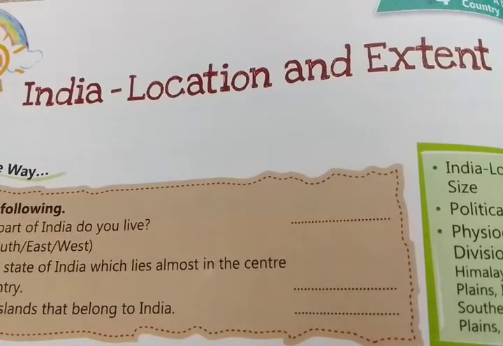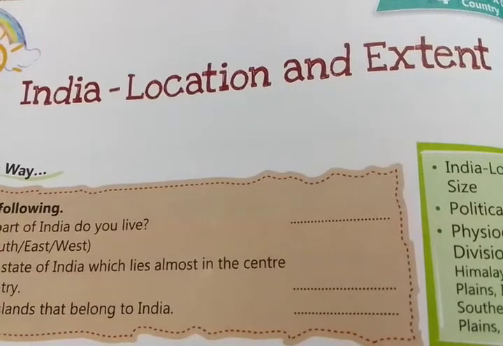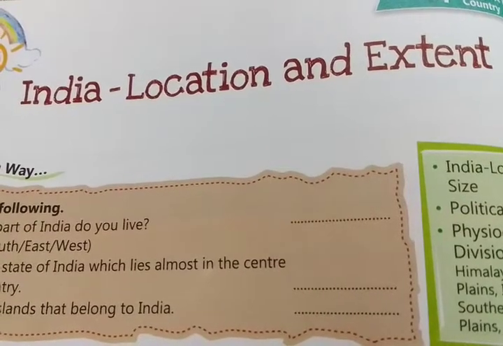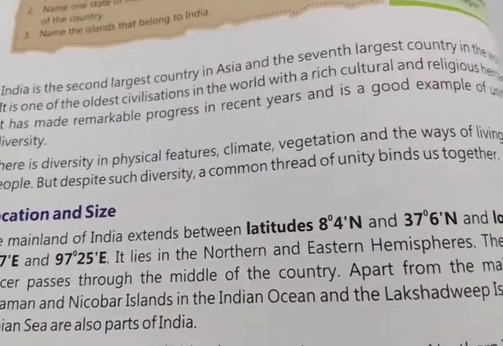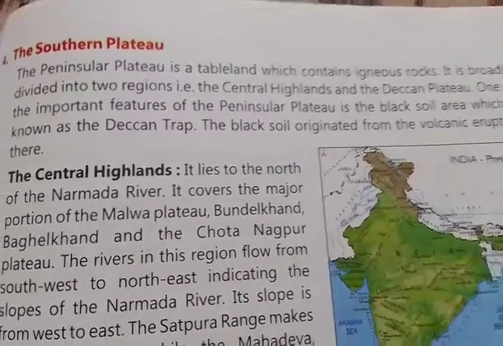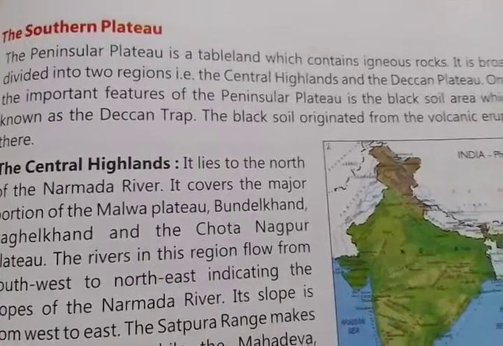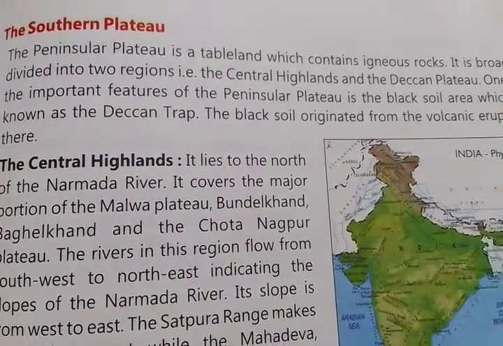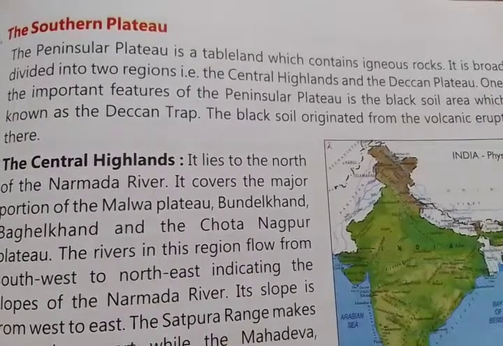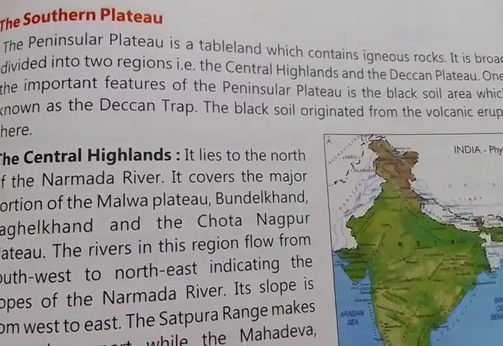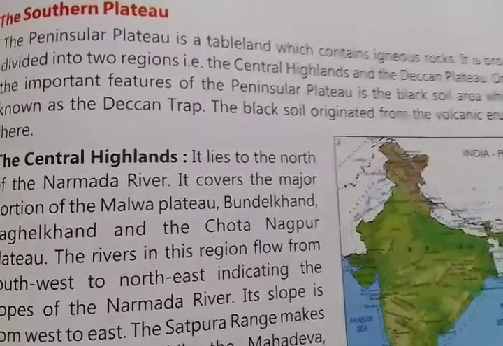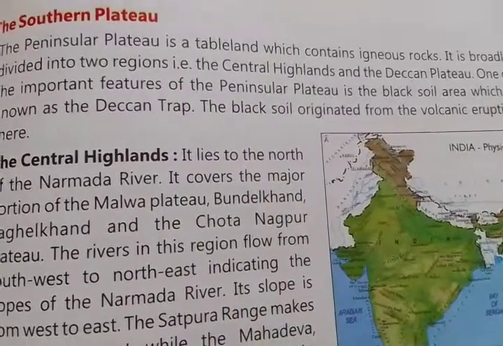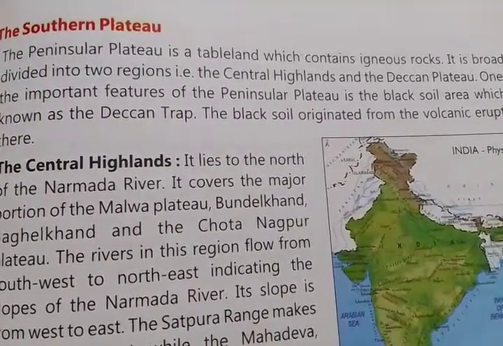So now you know that India is the second largest country in Asia and seventh largest country in the world, and it is located in the northern hemisphere. As you know, the main physiographic divisions of India are the northern mountains, that is Great Himalayas, the northern plains, the Indian desert region, the southern plateau, the coastal plains and island regions.